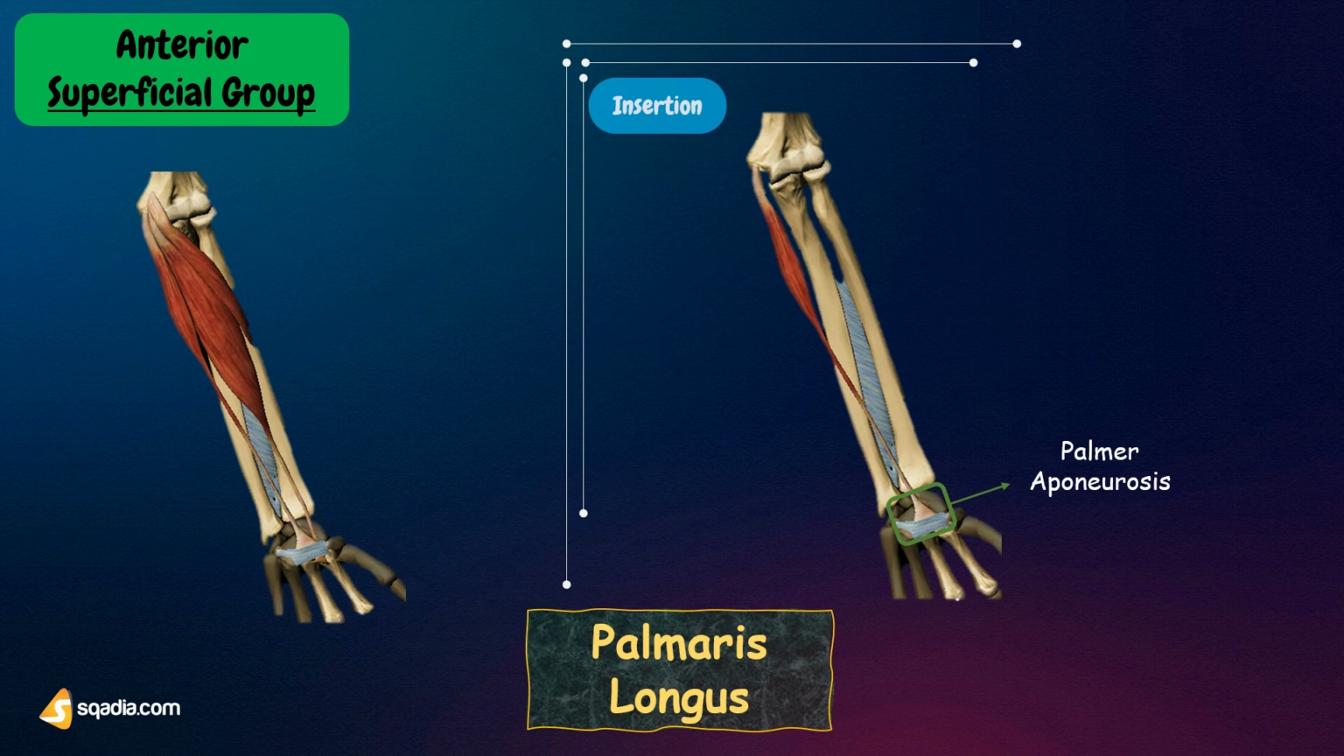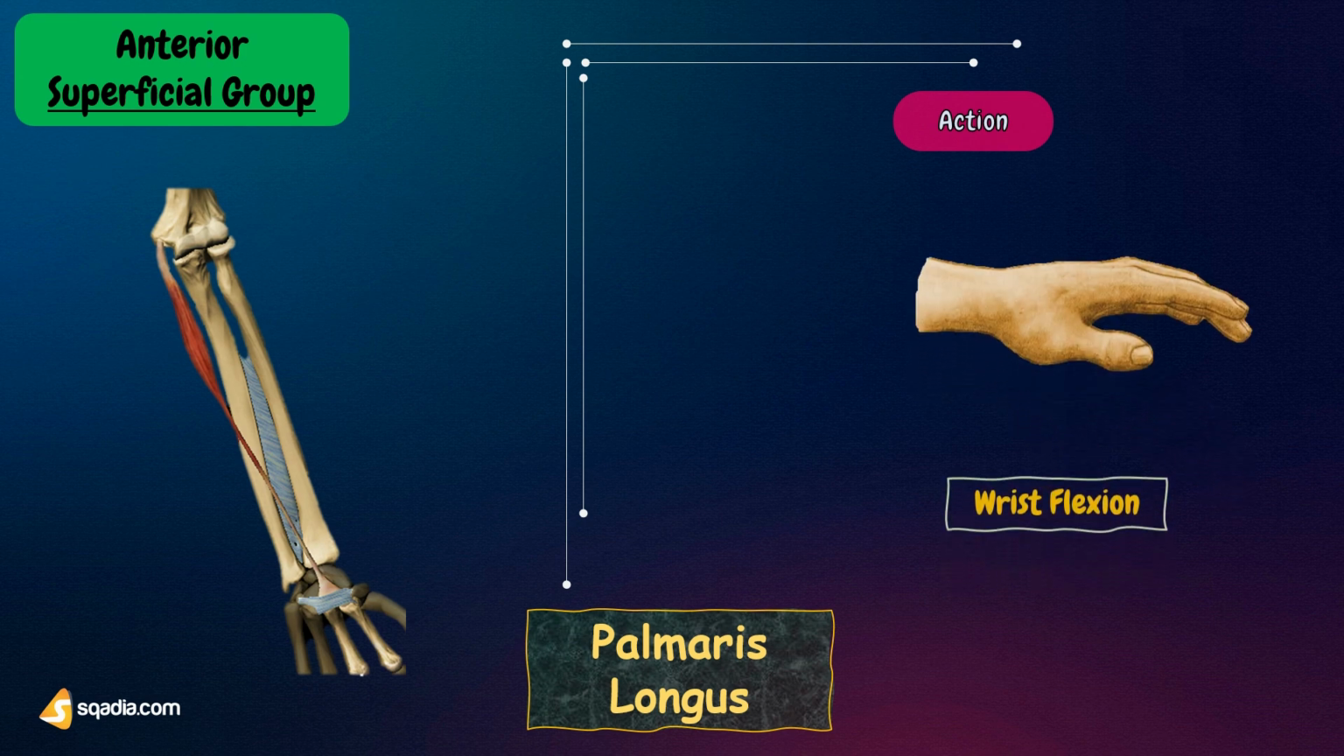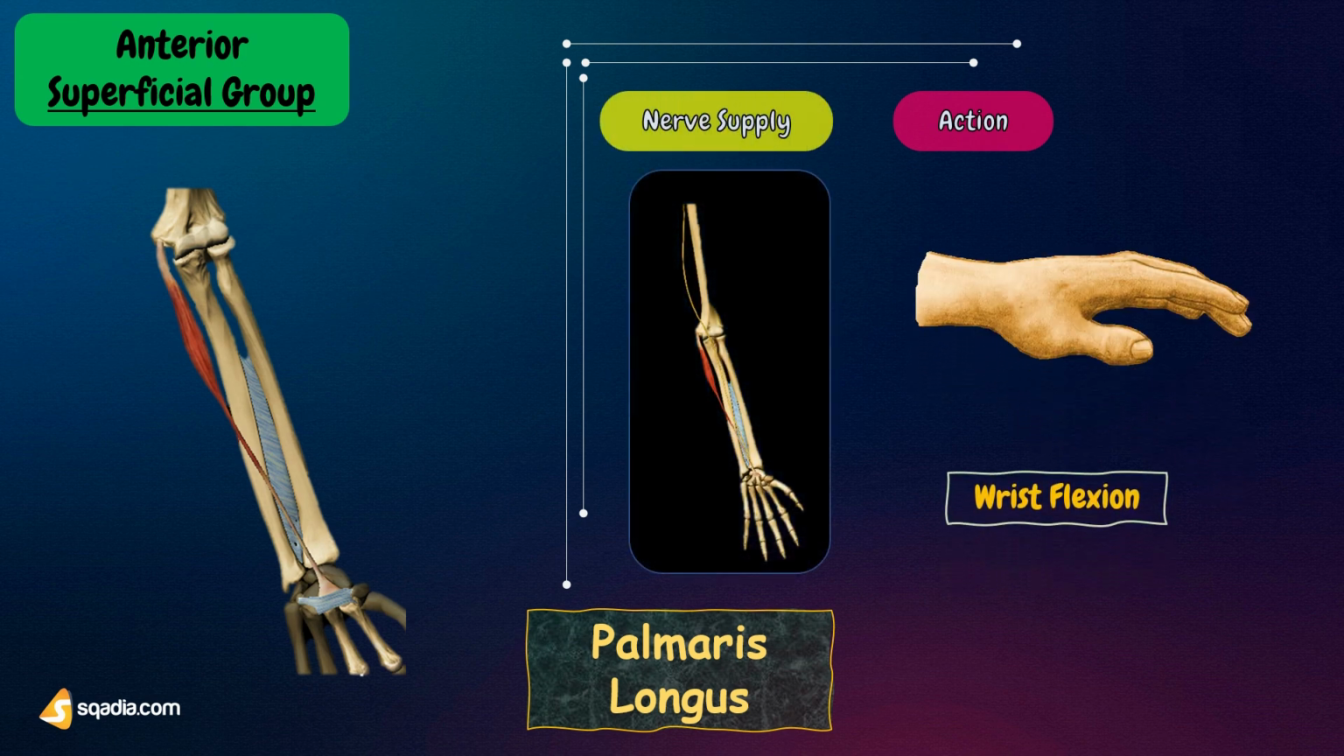It passes in front of the flexor retinaculum and gets inserted into the palmar aponeurosis. Part of it is also inserted into the distal half of the flexor retinaculum. This muscle is known for its variations and absence. Supplied by the median nerve, it performs its action at the wrist by flexing the hand.